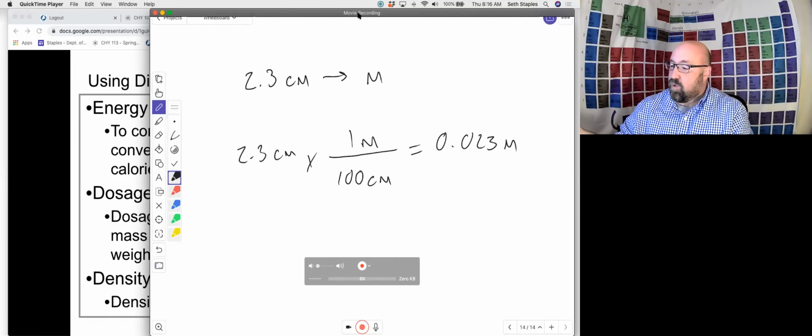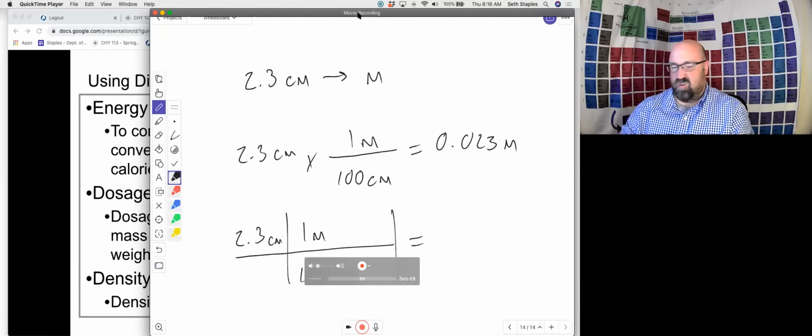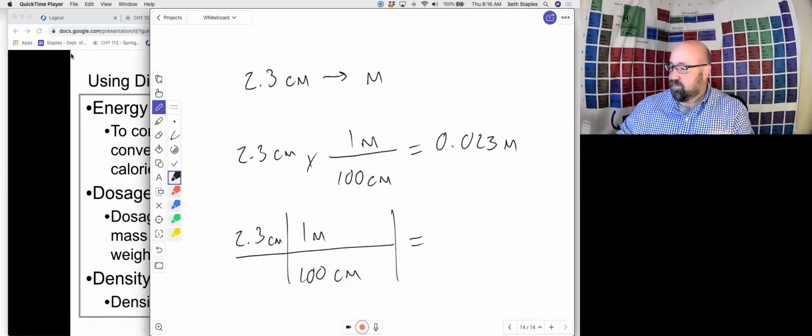You'll see me quite often write dimensional analysis problems in a different way as well. I will quite often have a little setup like this, so 2.3 centimeters, and then my 1 meter. So I'll quite often set up this little grid, this little table, sometimes called the train track. Same thing, it's just a slightly different way to set things up a little bit.